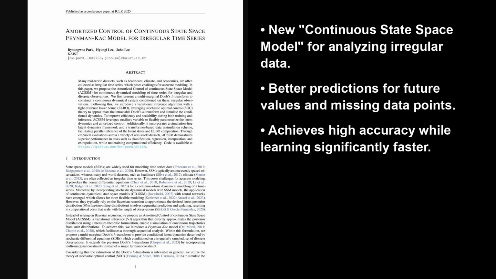So that pendulum example really shows how this amortized control of continuous state space model handles complex, irregularly timed data. In essence, the big achievements are its strong performance on tasks like predicting future values and filling in gaps, and its impressive speed. It pulls this off by using continuous dynamical systems, which model how things change smoothly over time, and advanced methods like variational inference, a smart way to approximate complex probabilities, all while being designed for efficient parallel processing.